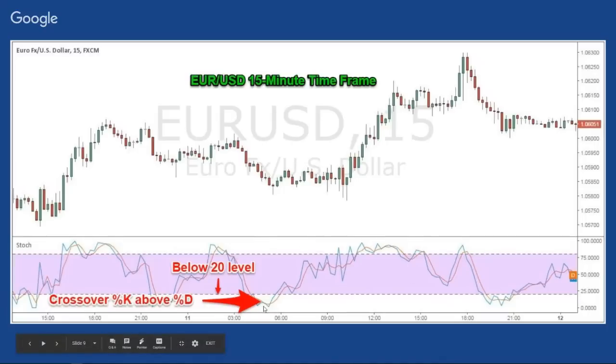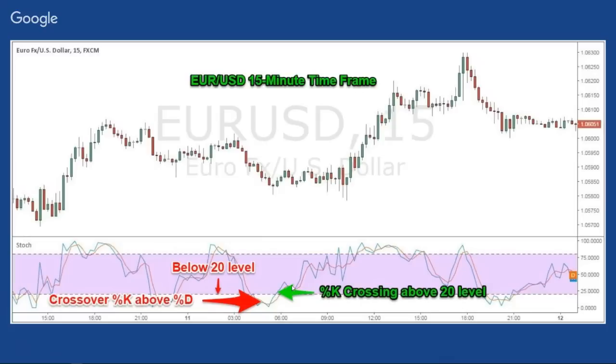Next step, after you find this situation, is you look for the %K to cross back above the 20 level. After it crosses, that's your first signal. Then you want to watch that particular pair more closely. Obviously, this happened probably an hour, hour and a half later. But once you've got the %K crossing above the %D, you're going to want to watch that chart more carefully for the time when the %K crosses above the 20. %D should follow, but once the %K crosses that level, you can go on to the next step.